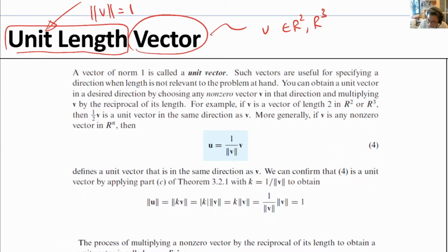To get a unit length vector, for example, if v is a vector and does not have unit length, all we need to do to get a unit length vector along the direction of v is to divide v by its norm. Let's call this unit length vector of v as u. u is equal to v divided by the norm of v.